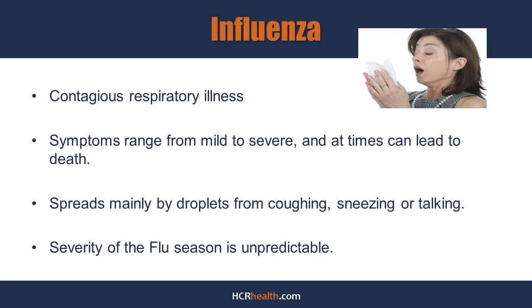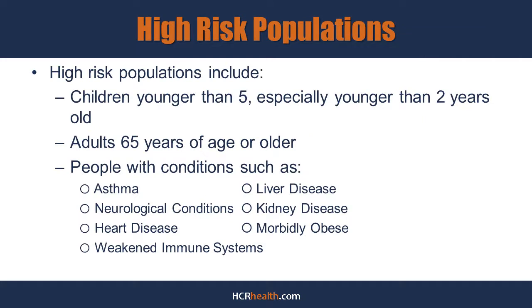Influenza is a contagious respiratory illness with symptoms that range from mild to severe and at times can lead to death. Influenza spreads mainly by droplets from coughing, sneezing, and talking. The severity of any given flu season is unpredictable, which is why it's important to encourage appropriate patients to receive the vaccination. There are certain populations identified by the Centers for Disease Control who are considered high risk. These include children younger than 5, especially younger than 2 years of age, adults over the age of 65, and people with any of the following conditions: asthma, neurologic conditions, heart disease, weakened immune systems, liver disease, kidney disease, and morbid obesity.